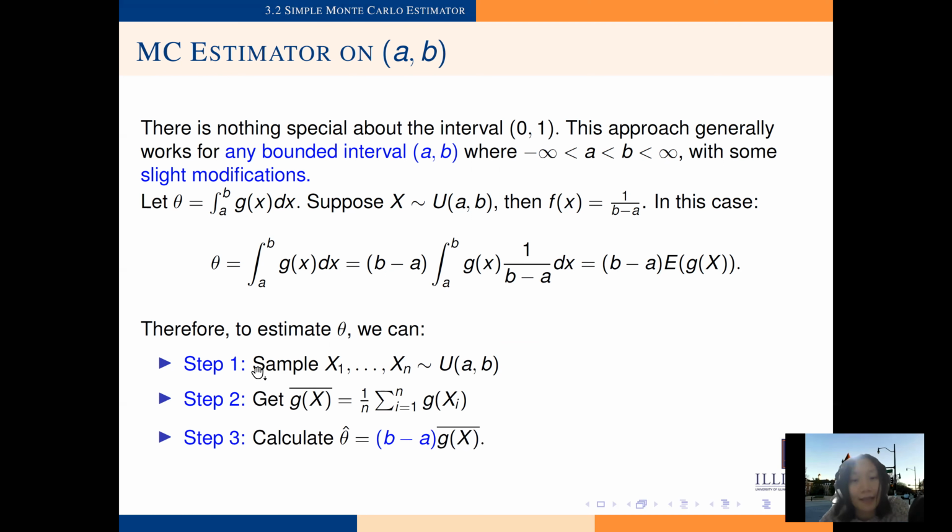You can notice that in the special case where we want to integrate something from 0 to 1, a is equal to 0 and b is equal to 1. In that case, our x can be drawn from uniform 0, 1, and this multiplier is equal to 1 minus 0, which is 1. So that disappears.